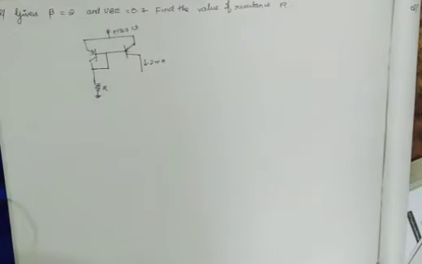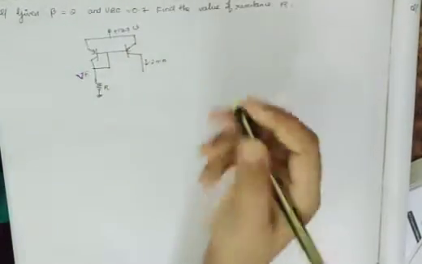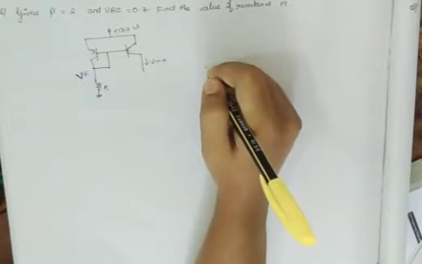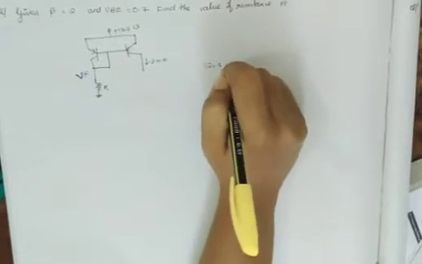Now let's do the next question. Given beta is equal to 2, VBE is equal to 0.7, find the value of the resistance R. For that I am just going to find out our VR. Now what is VR? VR is equal to 12.7.